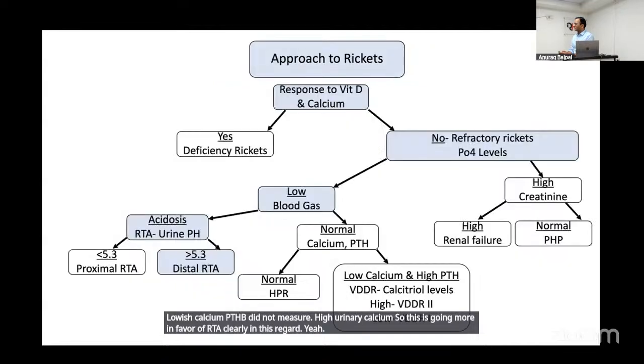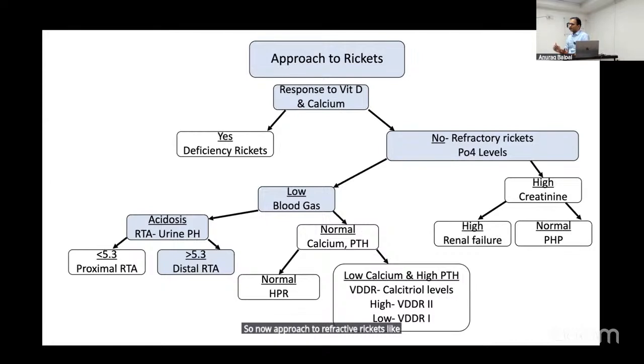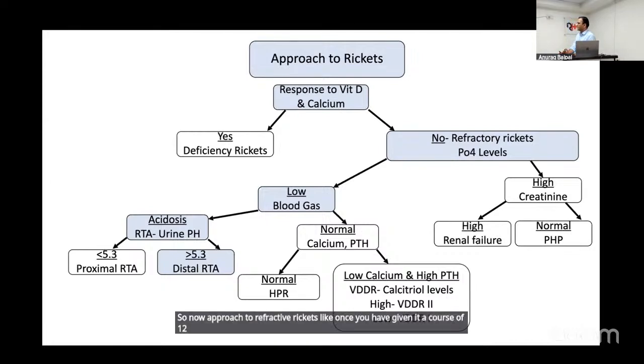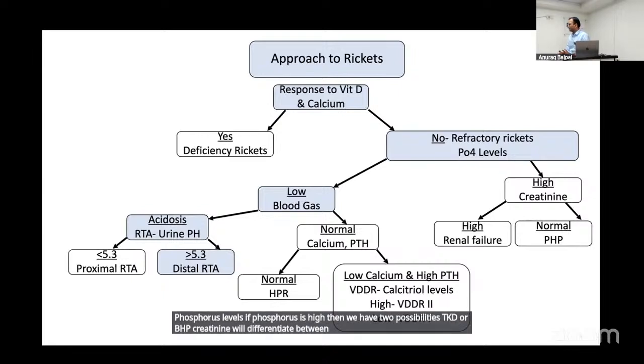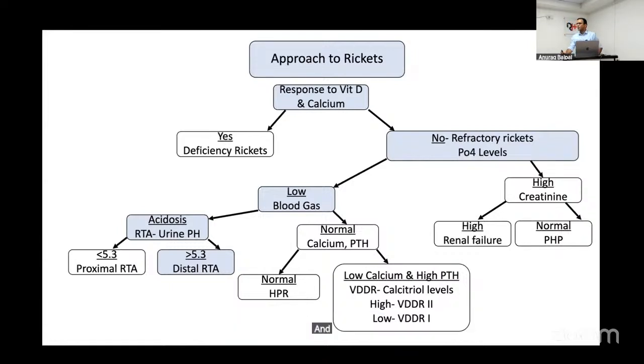Now the approach to refractory rickets. Once we have given a course of 12 weeks of calcium and vitamin D, if the rickets is refractory and there is no line of healing, then we should re-evaluate the phosphorus levels. If phosphorus is high, then we have two possibilities, CKD or PHP. Creatinine will differentiate between CKD and PHP. High creatinine is suggestive of renal failure. If the creatinine is normal, then we should go for PTH level.